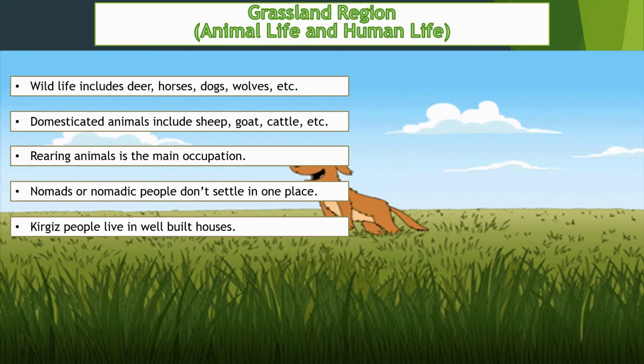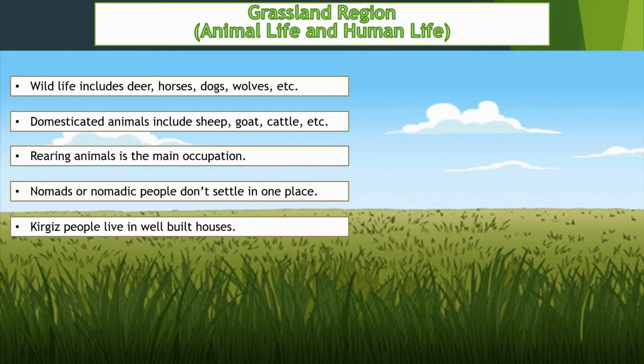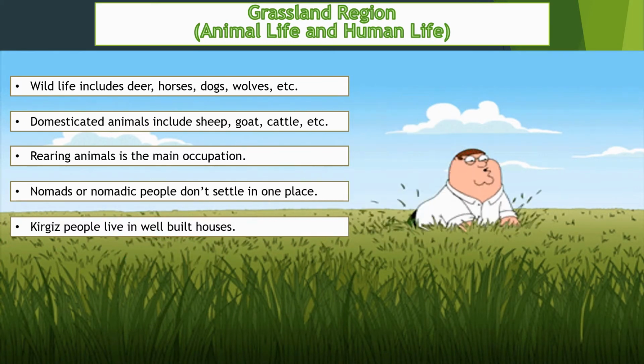Earlier, people had a nomadic life. Nomads are people who travel from one place to another. They never settle in one place. They lived in yurts. Yurts basically means tents. The Kyrgyz people, that is, a group of people, are no more a nomadic tribe. They have settled and live in well-built houses and carry out farming as their occupation.